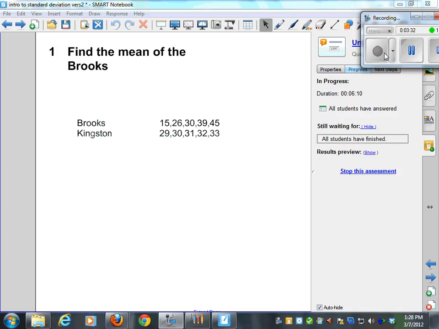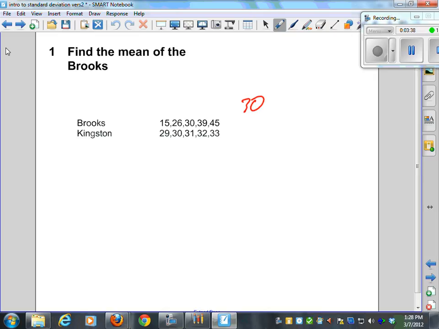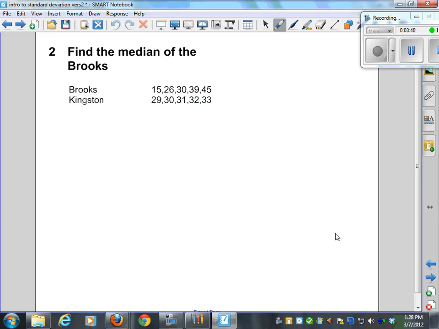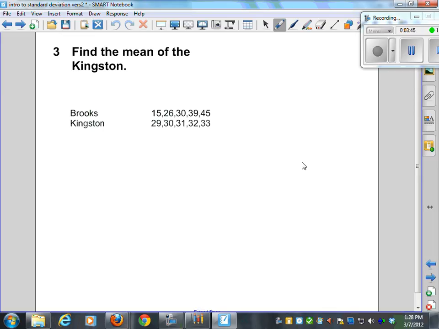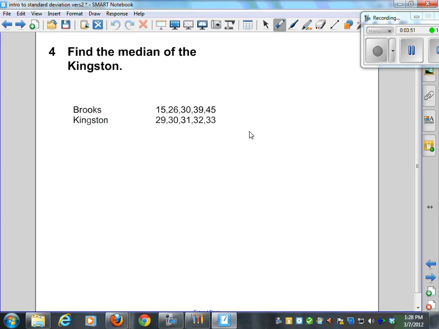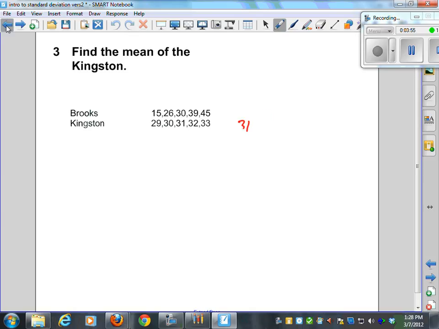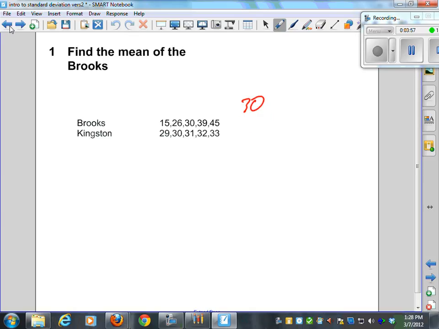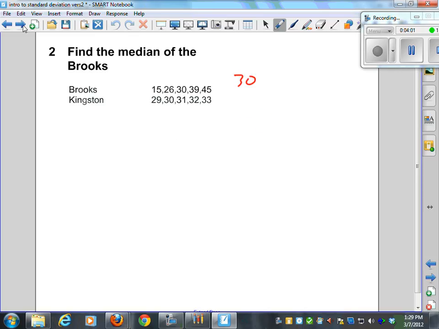Okay, so what did you get, Stephen, for the mean of the Brooks? 30. What'd you get for the median of the Brooks? 30. They're both the same, the middle number. Kingston, what was the mean? It's 31. Wasn't question 1 31, and question 2 30? I think there should be 31. You're right. Why is that 31? Because you add them together.